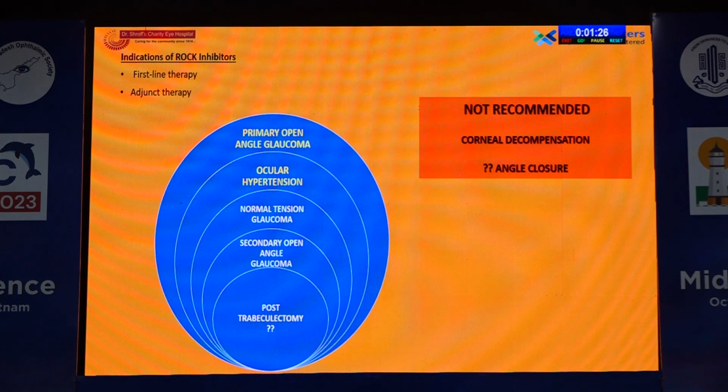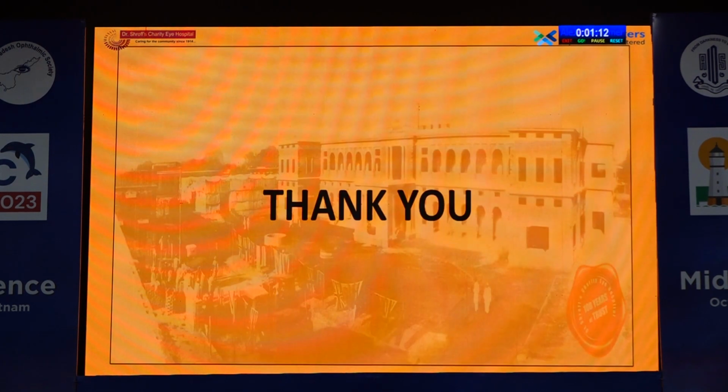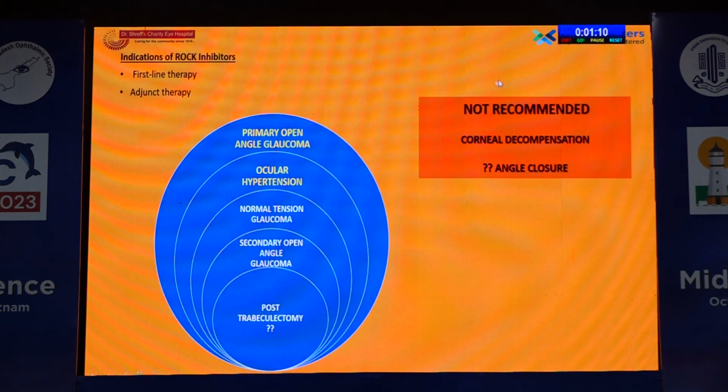So the indications include use as a first-line therapy and as an adjunctive therapy. In normal tension glaucoma, it might have a role because it decreases the IOP more at low baseline IOP as compared to timolol and latanoprost, but it has not been studied. In secondary open-angle glaucoma and post-trabeculectomy to decrease the fibrosis. I feel that it is not recommended in corneal decompensation when the endothelial cell count is low, and maybe in angle closure it can be given, but requires a good follow-up.